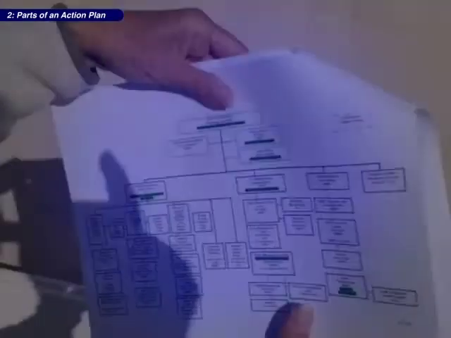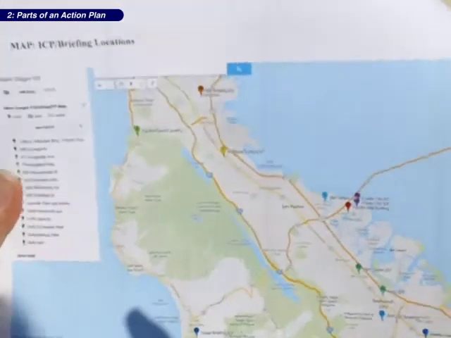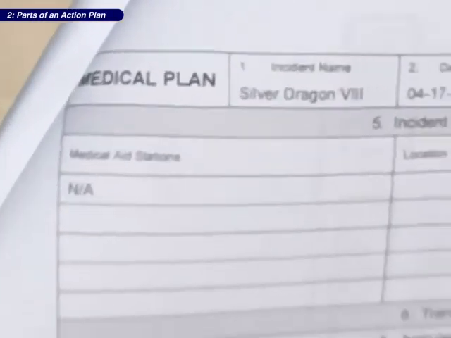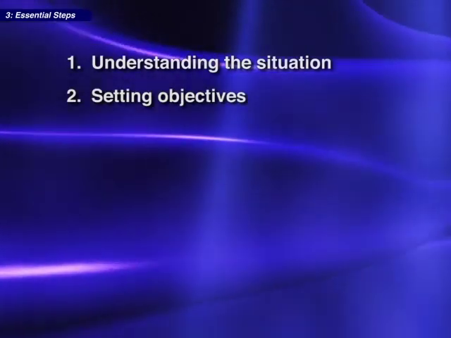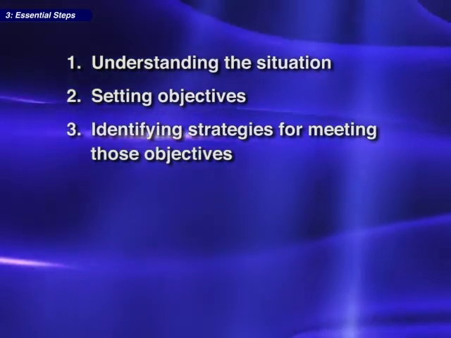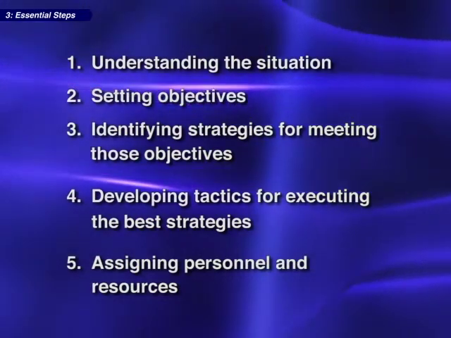Most action plans also include a DOC organization chart and a map of the affected and surrounding area. Note: large-scale incidents may require a medical plan. For DOC operations, the medical plan will consist of the safety messages the safety officer develops. The steps for developing an action plan include understanding the situation, setting objectives, identifying strategies for meeting those objectives, developing tactics for executing the best strategies, assigning personnel and resources.